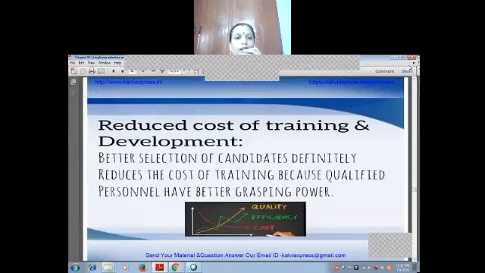Reduced cost of training and development. If an efficient person, if a talented persons are there, already he is having more experience in the field, in the sense, no need to give training for that person, isn't it? So better selection of candidates definitely reduces the cost of training because qualified personnel have better grasping power. So automatically that person is a very talented person, knowledgeable person in the sense he is having a better grasping power. So no need to give training for that person, no need to spend the amount for that particular person.